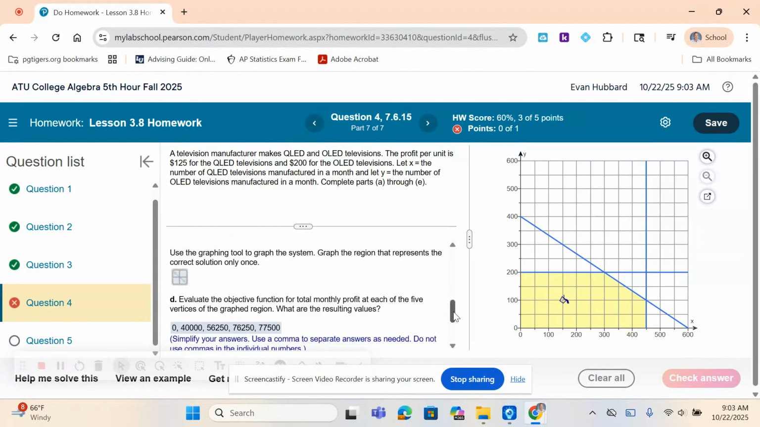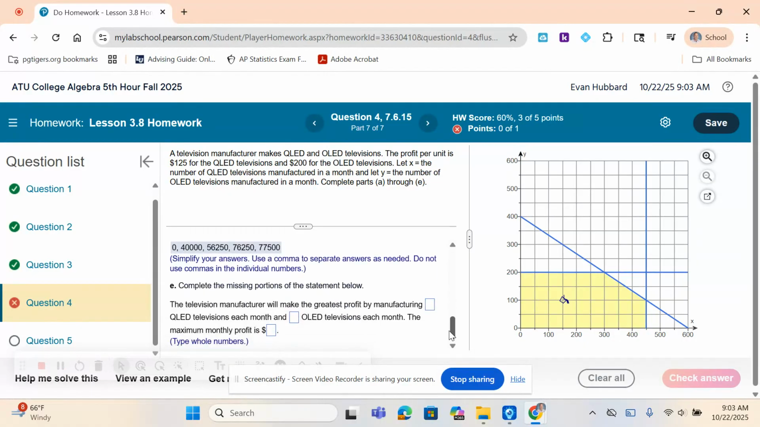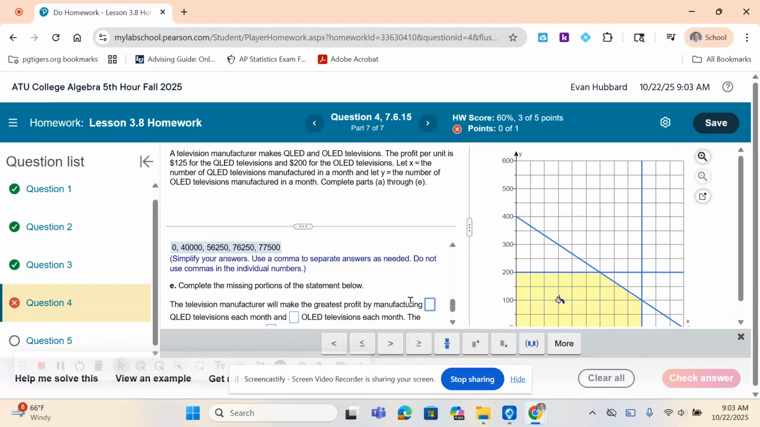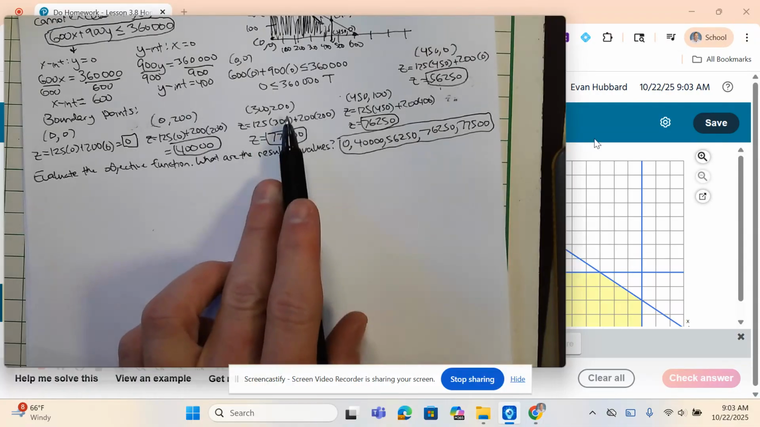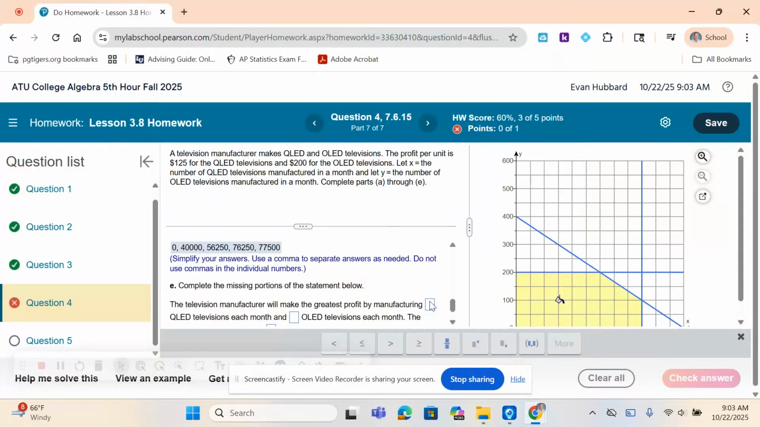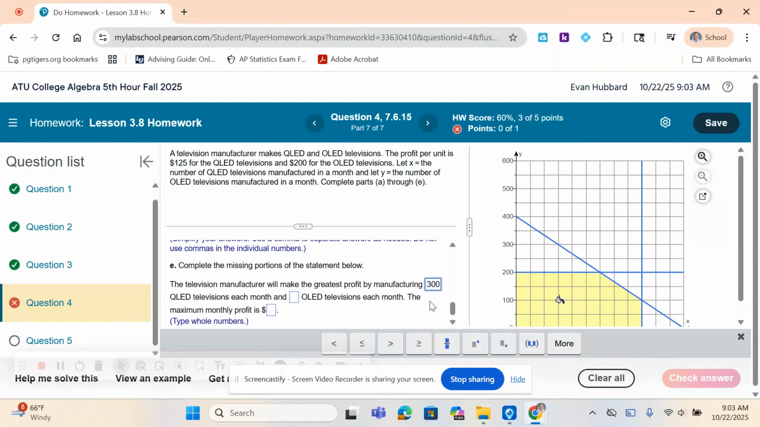All right, now let's go to part E. Complete the missing portions below. Make the greatest profit by manufacturing. The greatest profit came from the 77,500. That was when x was 300. I'll show you real quick. The greatest profit came here. So that's when x was 300 and y was 200. So we need to do 300 QLEDs and 200 OLEDs, and they made 77,500.